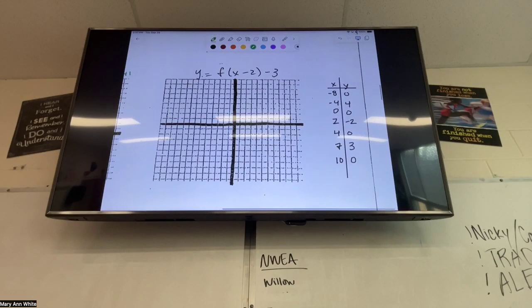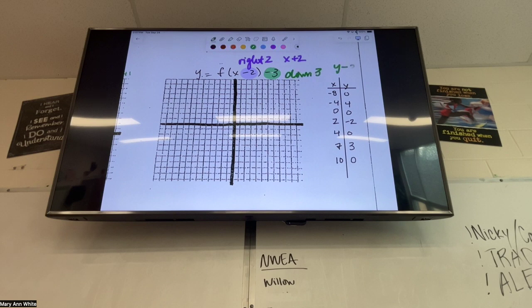You guys want to do this bottom right one too? Yeah. Okay. What does that 2 do to my graph? Right, 2. So you can think about adding 2 to all of your x's. What does the 3 do to my graph? Down 3.